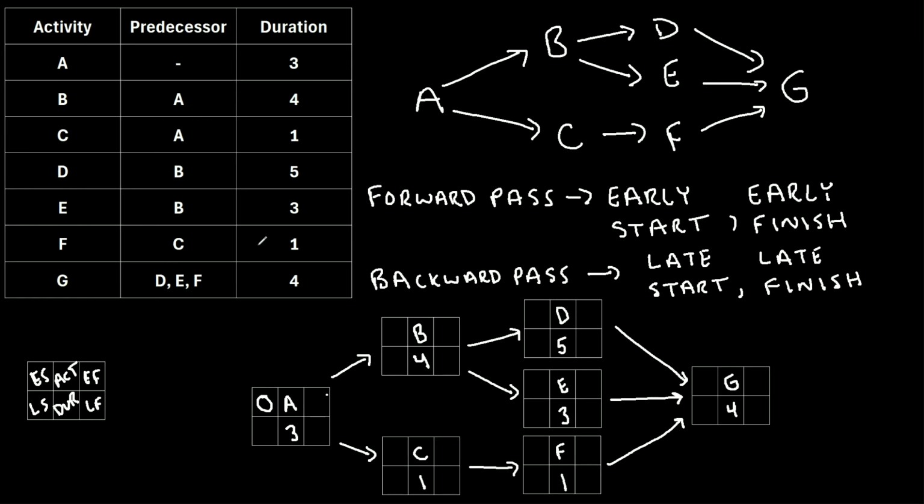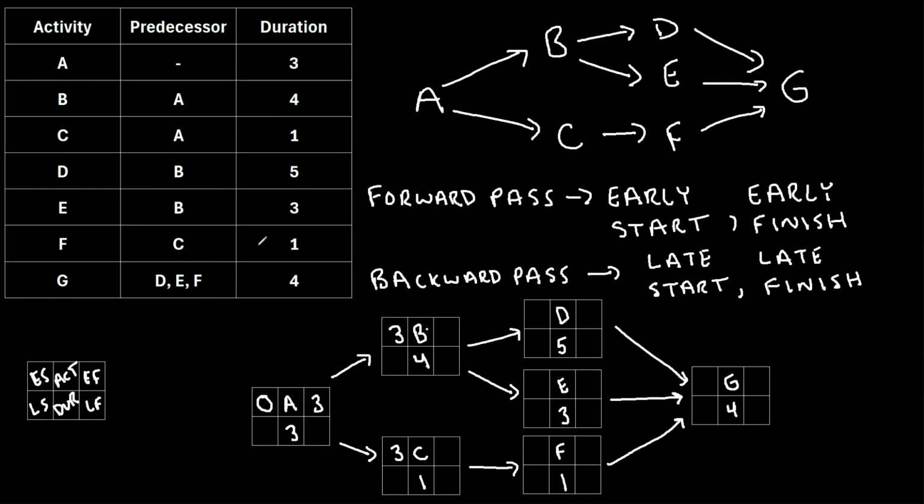Then to find the early finish, which will go in this box right here, all you have to do is take the early start and add the duration of that activity. So 0 plus 3 would be 3. So the earliest that activity A could finish is the end of day 3. Then what we're going to do is take this 3 and we're going to move it into the early start position of the activity that activity A leads into. So for B and C, they both get an early start of 3.